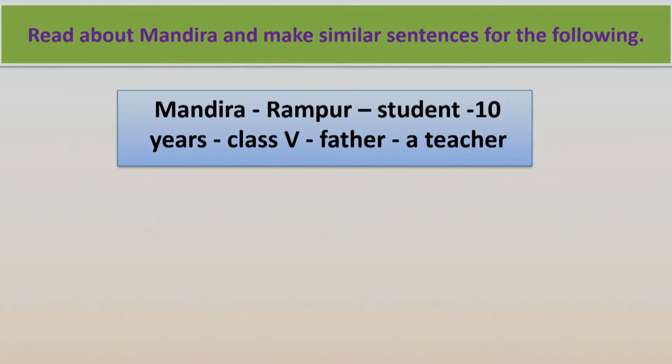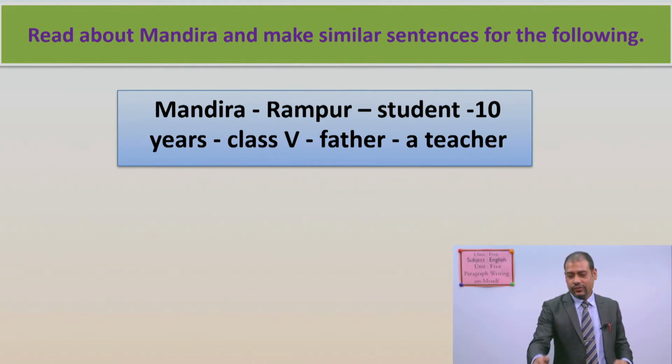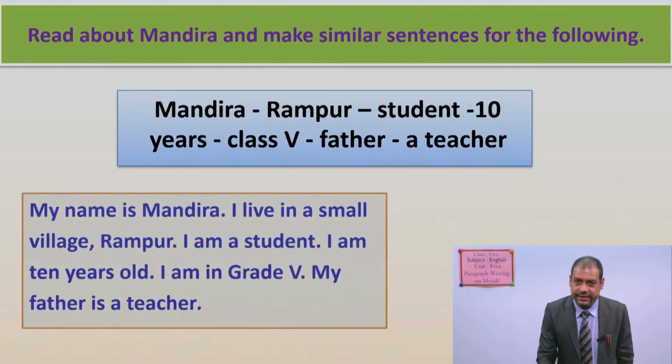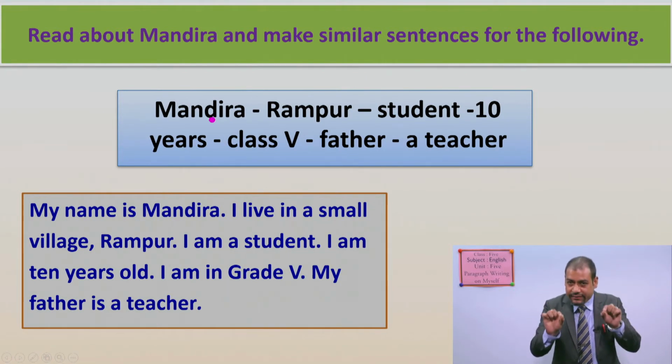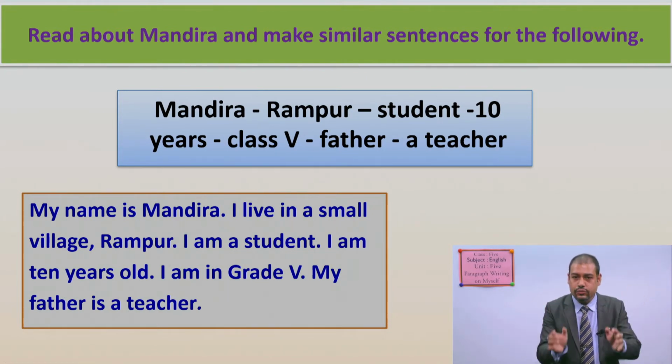Have you finished? Well, now you can compare. See, I have developed a paragraph based on these clues like this. My name is Mandira. I live in a small village, Rampur. I am a student. See, Mandira is a word, and we have developed a sentence for this word, that is, my name is Mandira. And here is given Rampur.